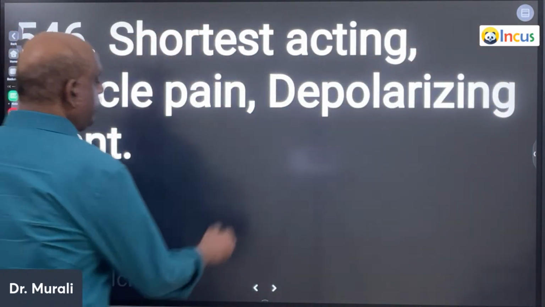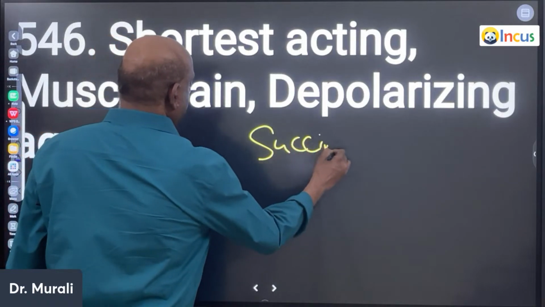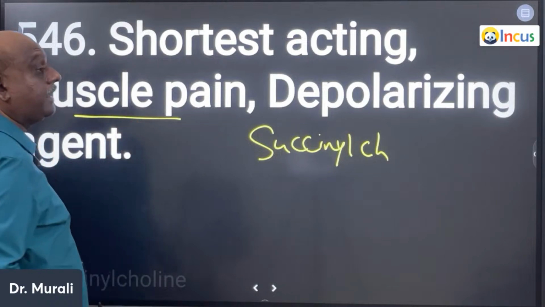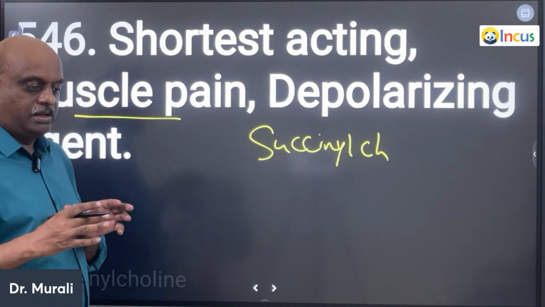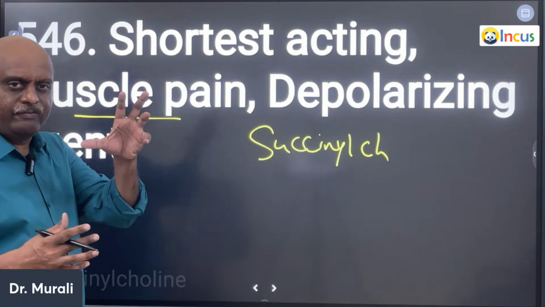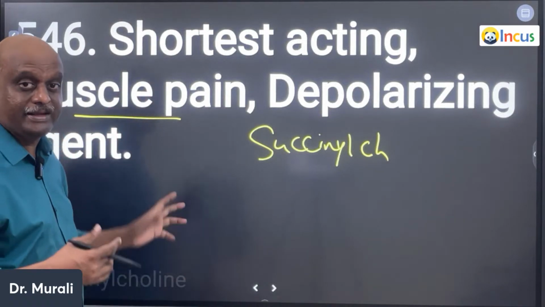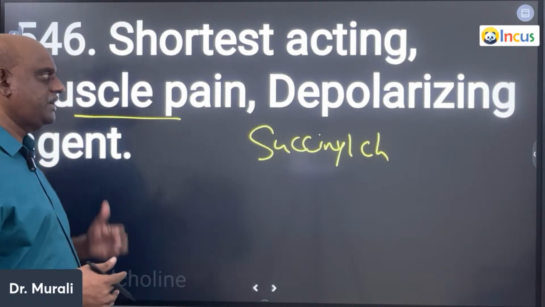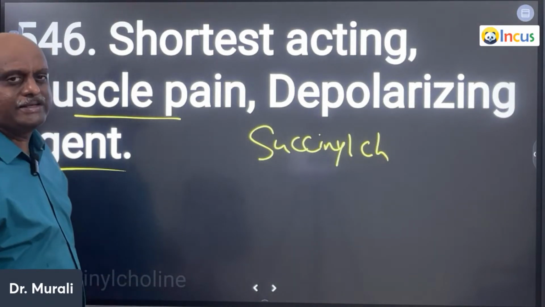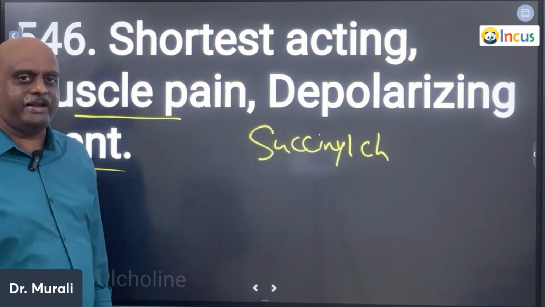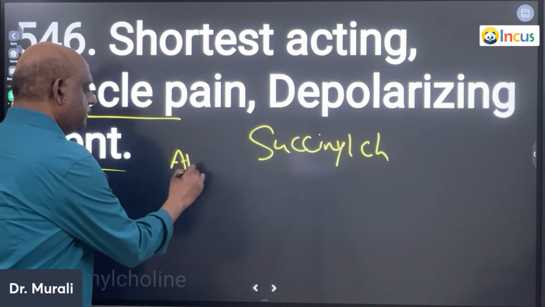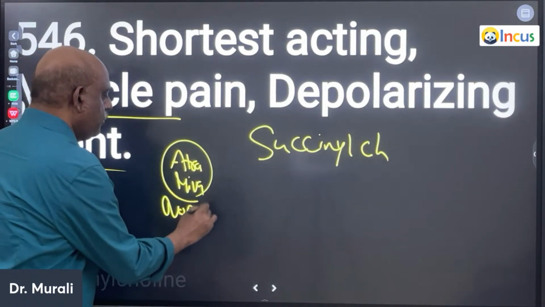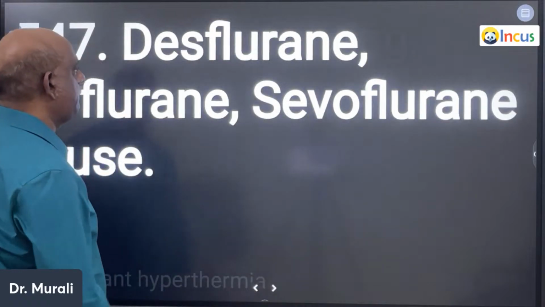Succinylcholine. What are the specialties of succinylcholine? Shortest acting. It can lead to muscle pains because during the phase 1 block there will be fibrillation of the muscle when you give succinylcholine. That's the reason post-operatively the patient will have tenderness of the muscle. It is a depolarizing agent. All curare derivatives, atracurium, mivacurium, are non-depolarizing, is what you have to remember.